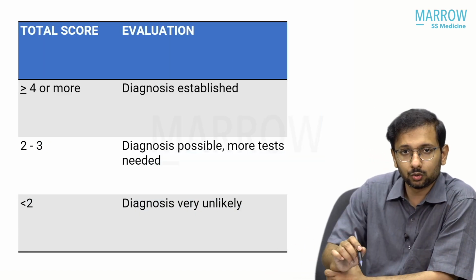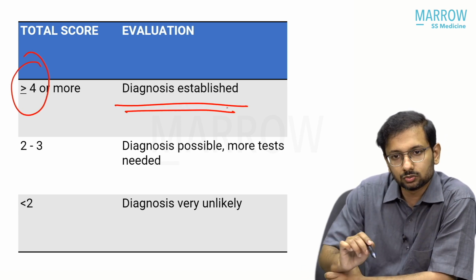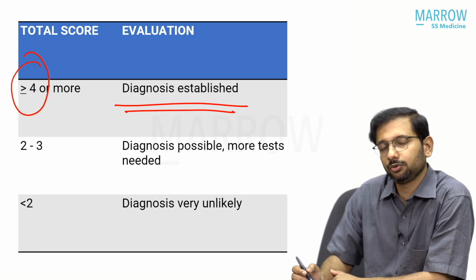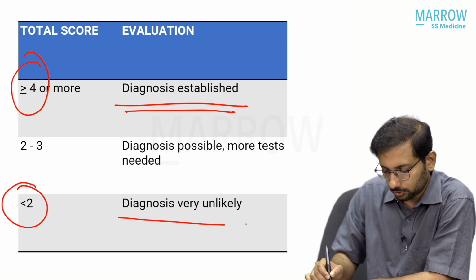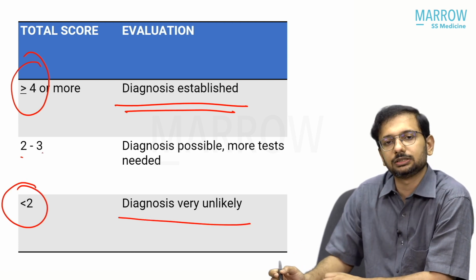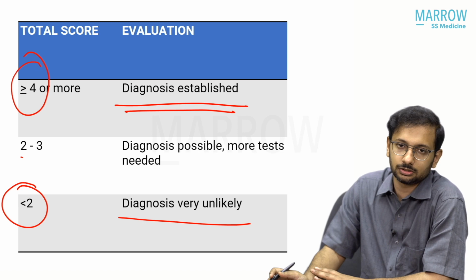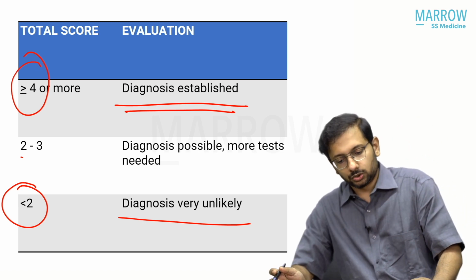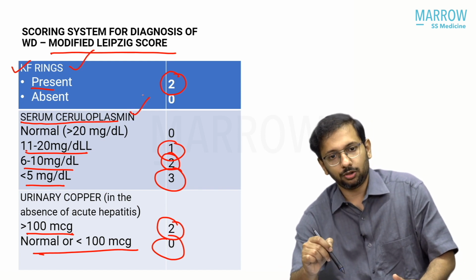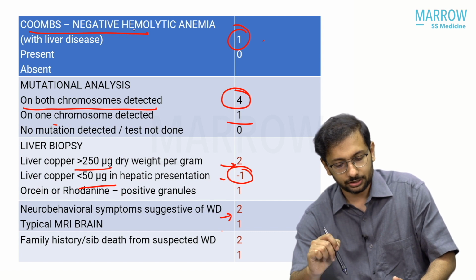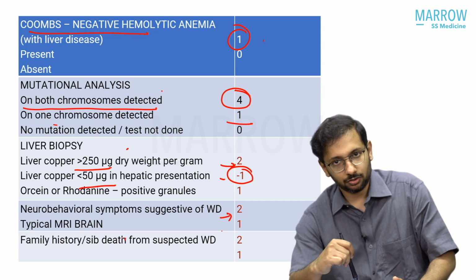So based on that, you add the scores and see. If it is more than 4, you have the diagnosis. So in short, in the Leipzig score, if you have a score of more than 4, you have a diagnosis of Wilson disease. And if you have less than 2, the diagnosis is very unlikely. If it is 2 to 3, that is when you do serum copper, and if you want to, you can do a D-penicillamine challenge test, but it is still not in vogue. So if you want to recap, you have to see KF rings, serum ceruloplasmin, 24-hour urine copper, Coombs-negative hemolytic anemia, mutational analysis, liver biopsy, CNS manifestations, and family history of sibling death.